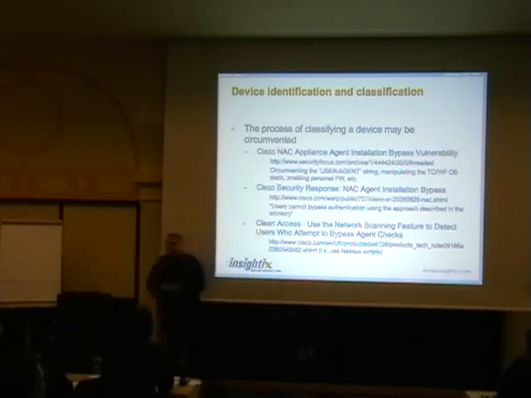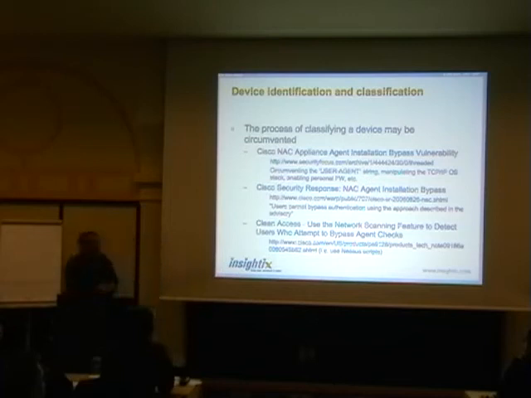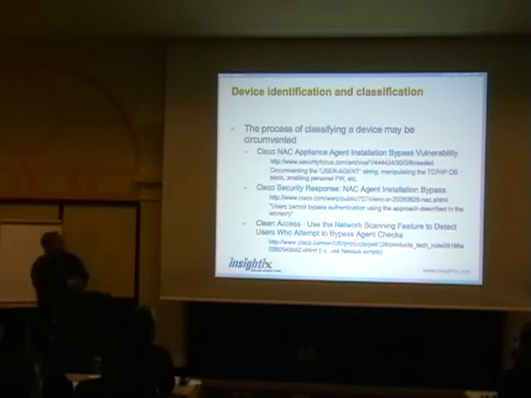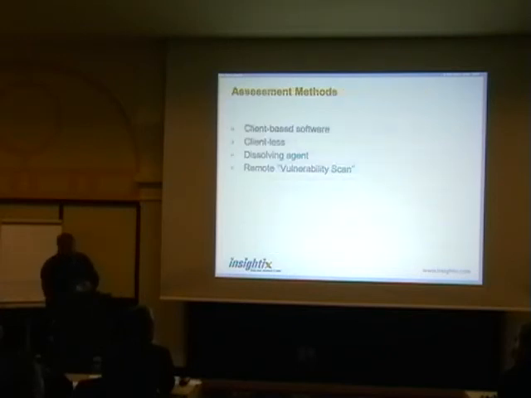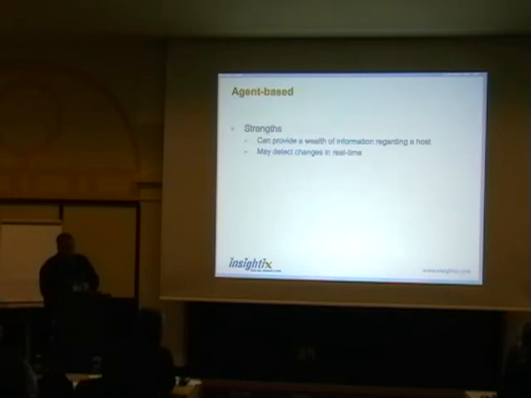You'll just read that. It's kind of self-explanatory. Basically, what Cisco said is that you can also use another feature in the product, called Nessus scan, that you can remotely scan the element and get its operating system. Okay, wait two slides and see why this is not going to work. The assessment methods themselves, as I said: client-based, clientless, dissolving agent, and remote vulnerability scans.